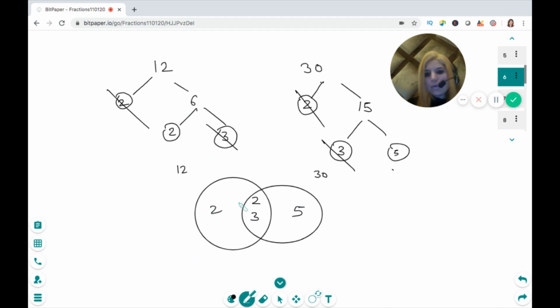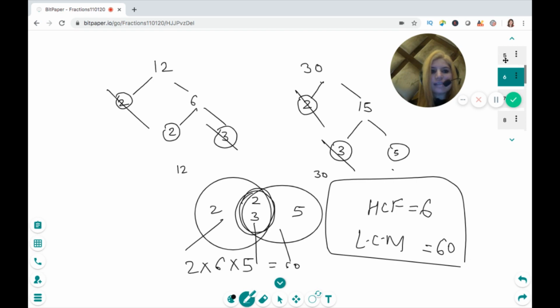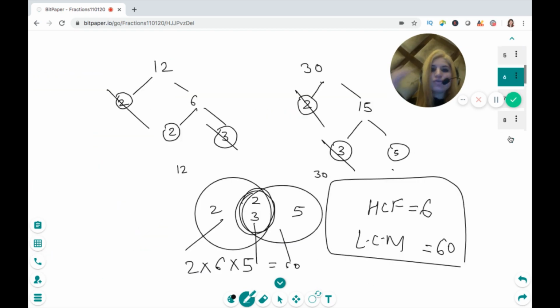Now what will be the highest common factor? Highest common factor would be this center. So highest common factor is 6. And least common multiple is 2 times 6 times 5, which is 60. Okay, so I hope this concept of HCF and LCM is clear to you, and you should be able to find the HCF and LCM of any two numbers.